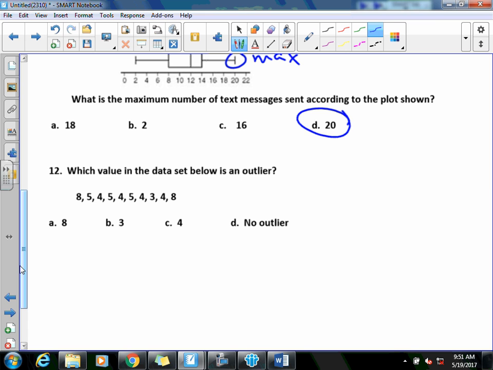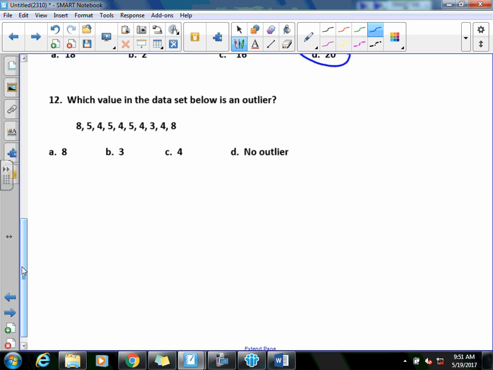Which value in the data set below is an outlier? Now, I think it's safe to say, although a lot of people selected 8, there's really no outlier here. All right? There's no outlier. But there is an actual formula, so I'm just going to go through the process. It's a little painful, but I'm going to go through the steps of finding an outlier. And so you can see it, because it could be that on the one on the test there is an outlier, and you need to know how to find it.